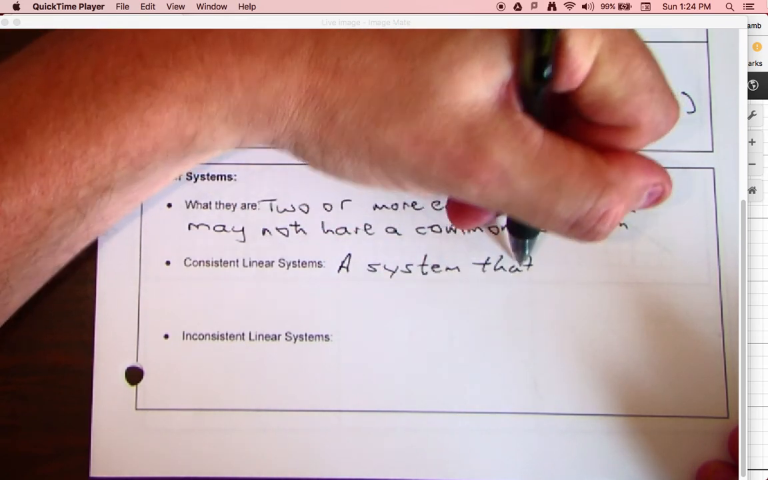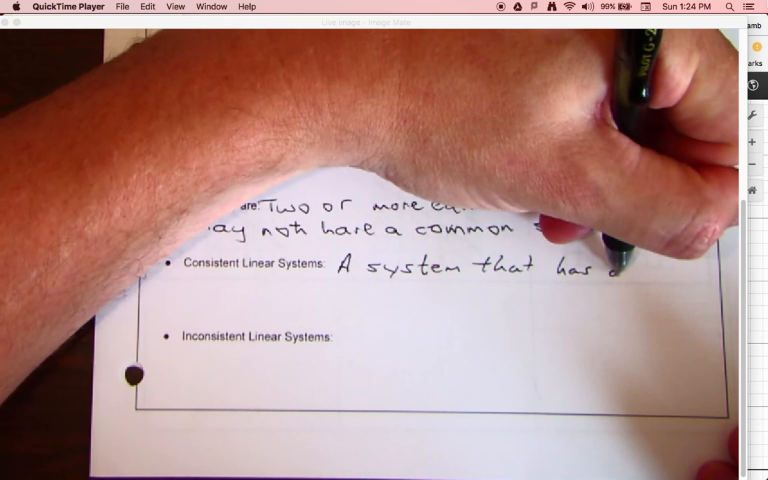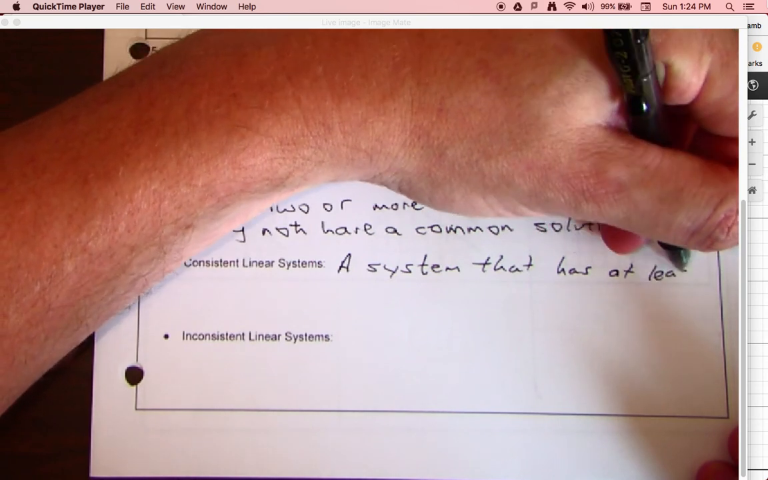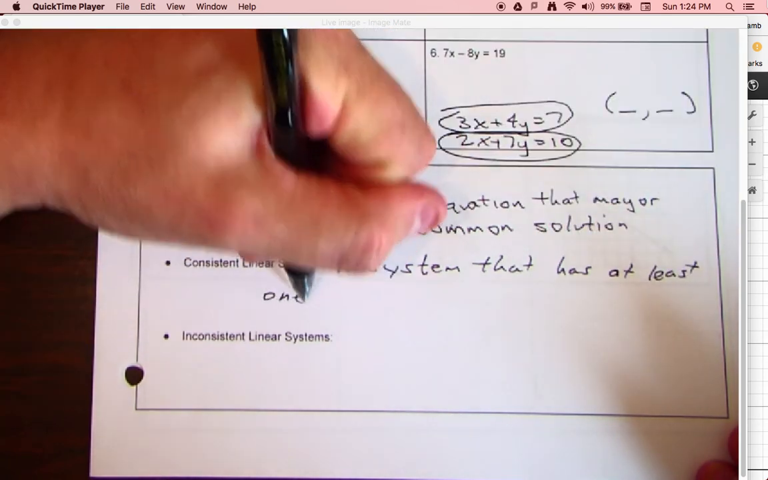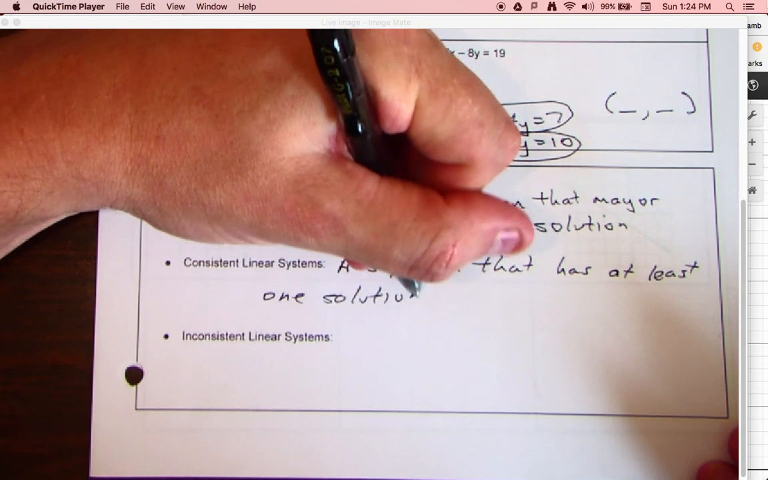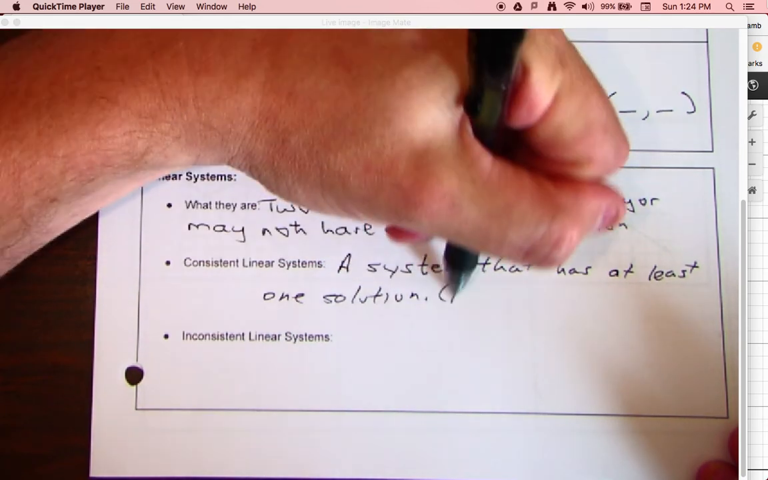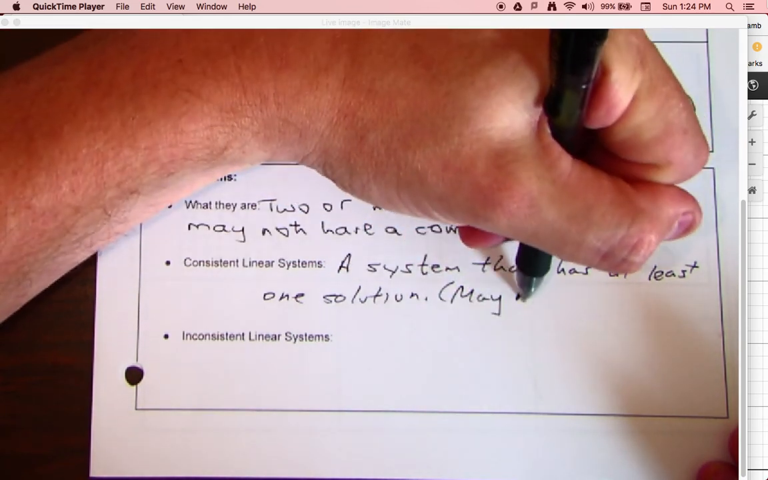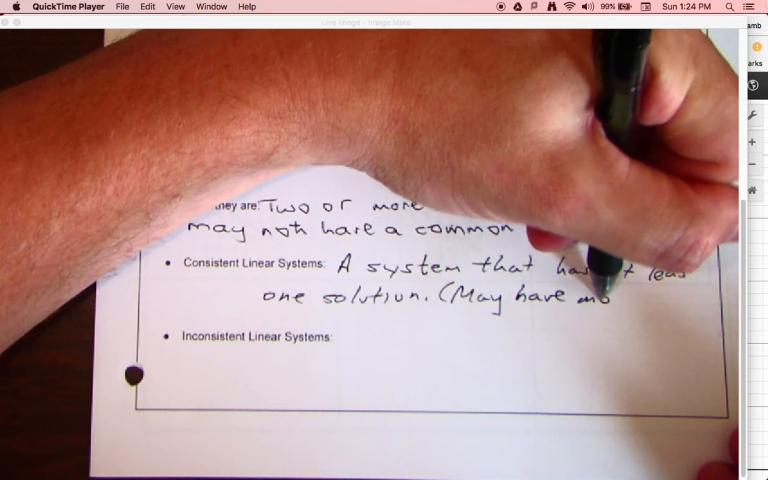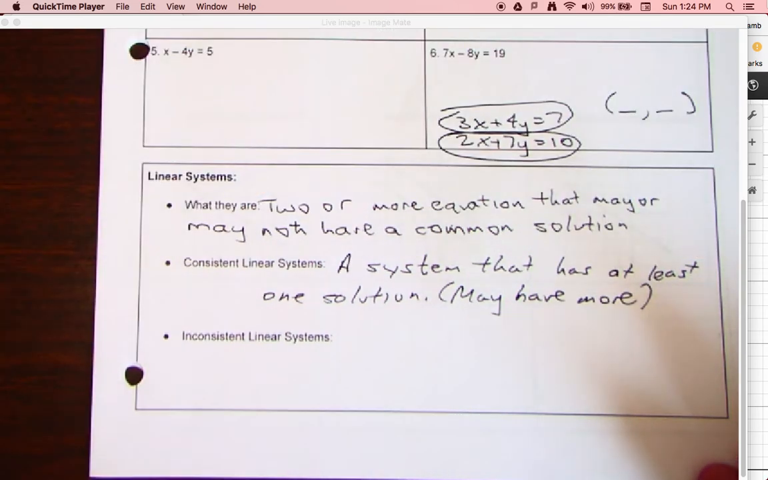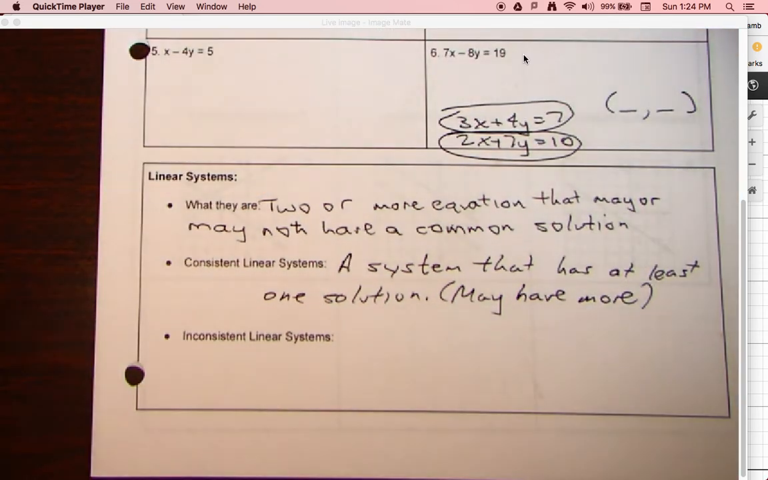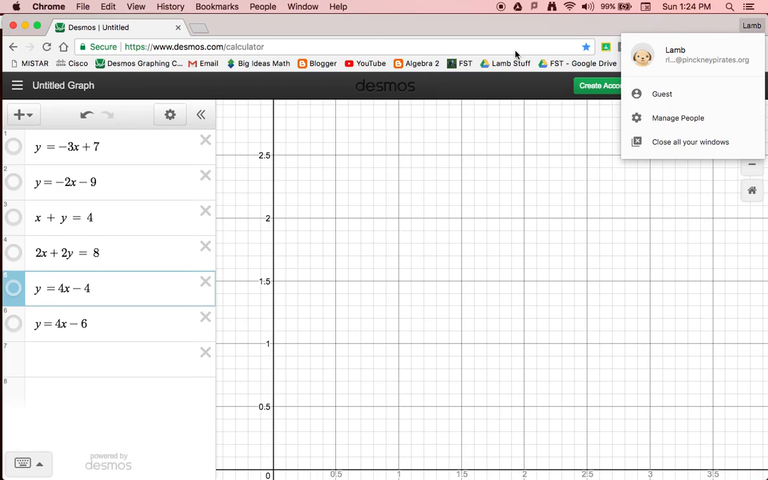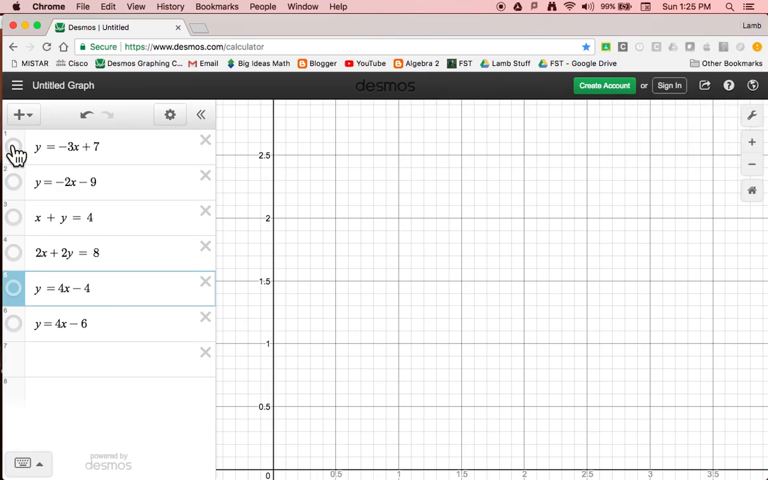A system that has at least one solution. Now, make a note of it, that it may have more than one solution. And I want to show you 2 examples of what's considered to be a consistent linear system. So I'm going to go over to Desmos. Let me put these first 2 up here, because these 2 are a linear system.